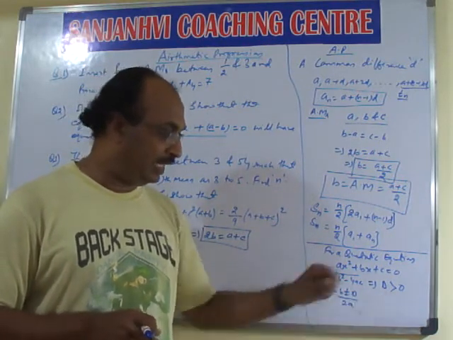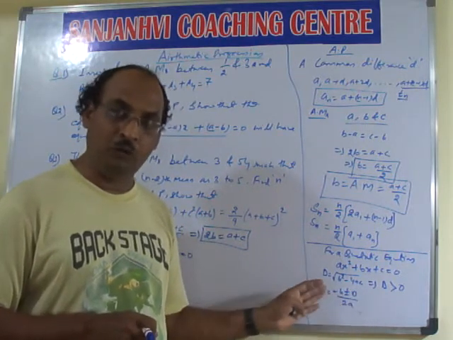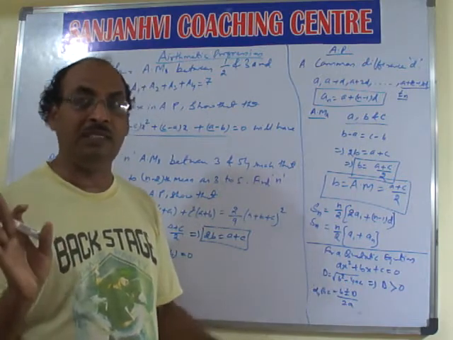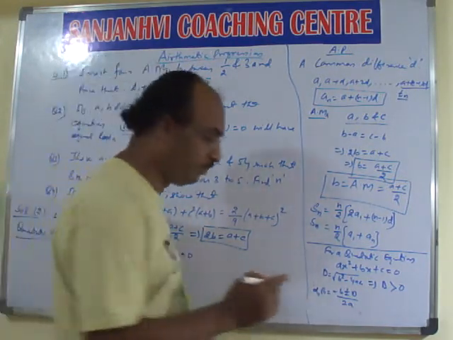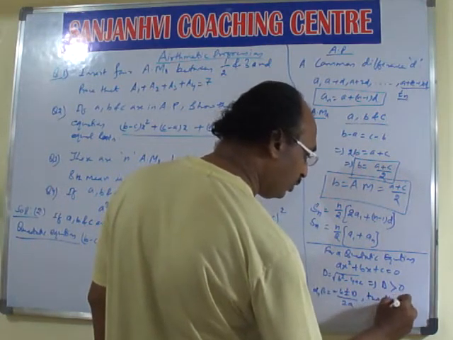If D is greater than 0, it means it is positive: minus b plus minus a positive value will come. In that case, we will have 2 distinct roots, not equal roots. In this case, 2 distinct roots.